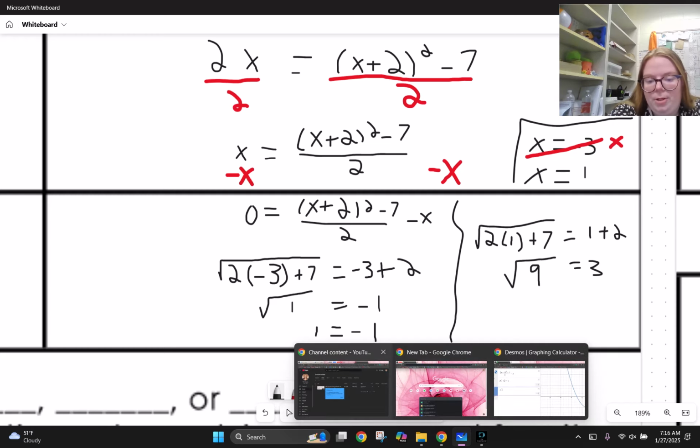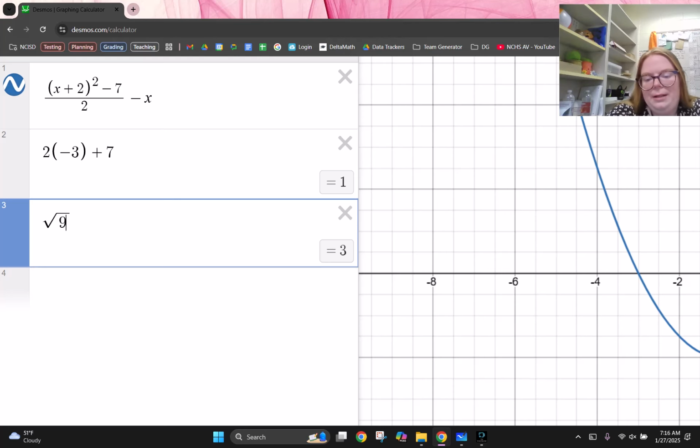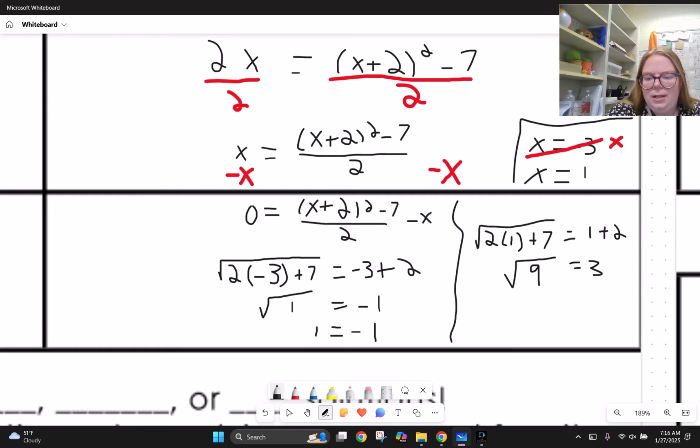Again, if you don't know square roots off the top of your head, that is okay, but that's what we have Desmos for. The square root of 9 is 3. And of course, 3 does equal 3. So that is a real solution.